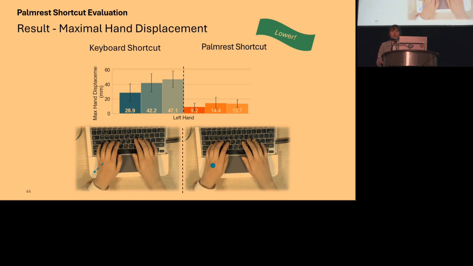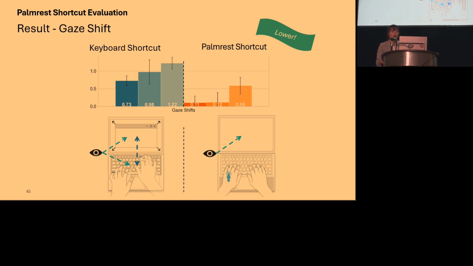And all the Palmrest shortcuts showed lower hand displacement than the keyboard shortcut in the left hand, since the left hand moved to press the modifier keys in the keyboard shortcut. Additionally, we also looked at the gaze shift, and Palmrest shortcuts also showed lower gaze shifting toward the keyboard than the keyboard shortcut, particularly in the 1-hand and 2-hand push condition, which does not require any key press.